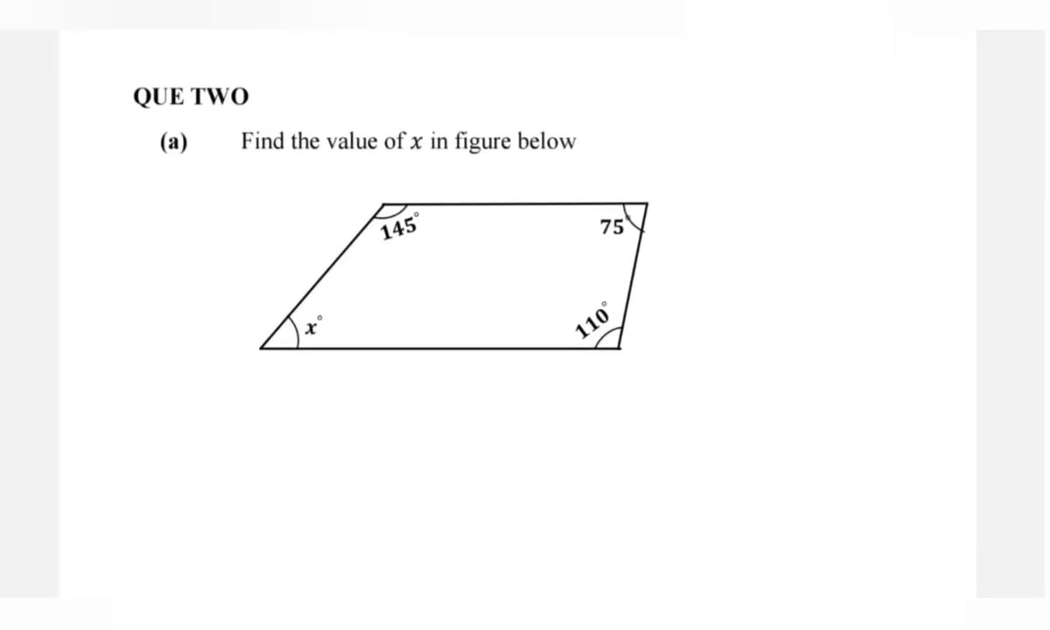Here is question 2a, and question 2a says we should find the value of x in this figure. Take a look at this figure. It's a four-sided shape, and any four-sided shape is called a quadrilateral. Quadrilateral, with 4 sides. This is a quadrilateral. And the sum of angles in a quadrilateral is always equal to 360 degrees.